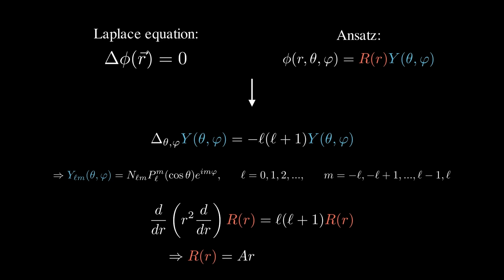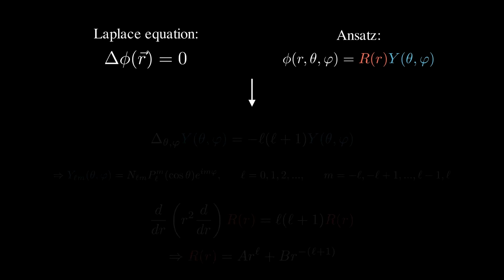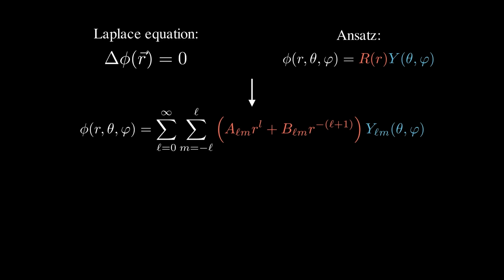You can easily verify that the two functions r to the power of L and r to the power of minus L plus 1 satisfy this equation, and because this is a linear differential equation, linear combinations of solutions are also solutions. Taking all possible linear combinations of our obtained solutions takes us to the general solution of the Laplace equation in spherical coordinates. In order to obtain a specific and unique solution to our problem at hand, we must impose certain boundary conditions that fix our arbitrary constants A_LM and B_LM.